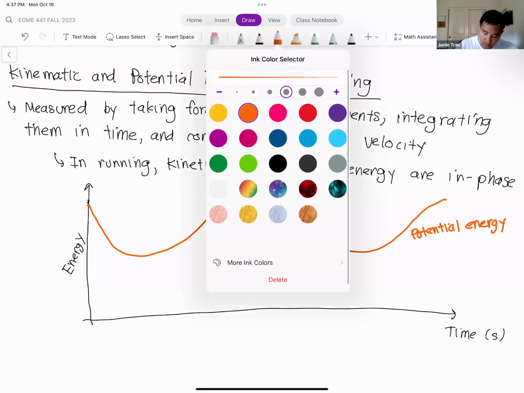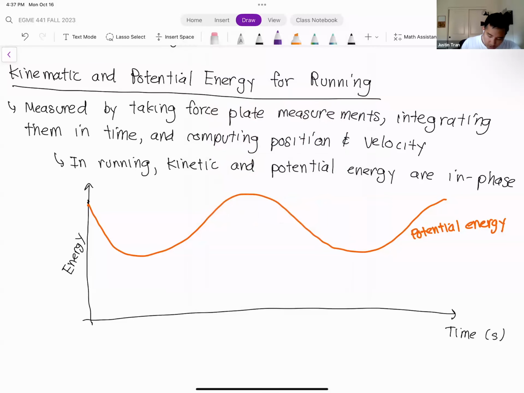Meanwhile, your kinetic energy is going to be doing the same thing. I'm going to draw it a little bit lower, so you can differentiate the graphs. That's not to say potential energy is usually higher than kinetic energy. It's just, for this graph, I happened to draw the potential energy one first. But the more important thing to see is that these two graphs are actually in phase.